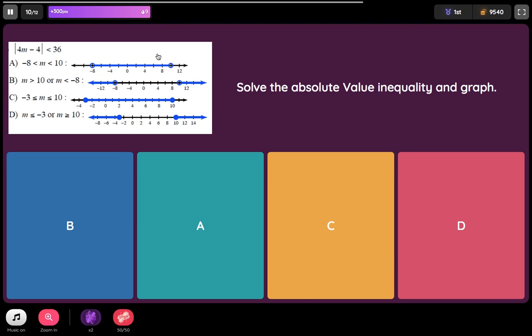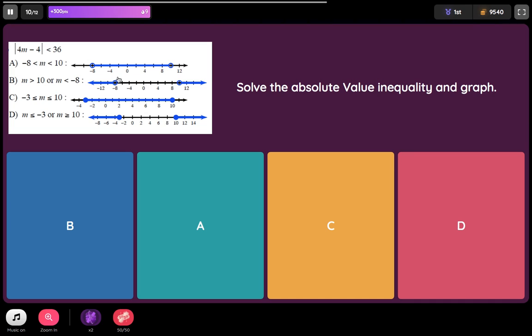This is what it looks like on a graph. This is the main reason we're doing this part. This is the graph. You've got an empty circle here and another empty circle there. It goes from -8 up to 10. It's filled in, everything between it. So that would be what that would look like.